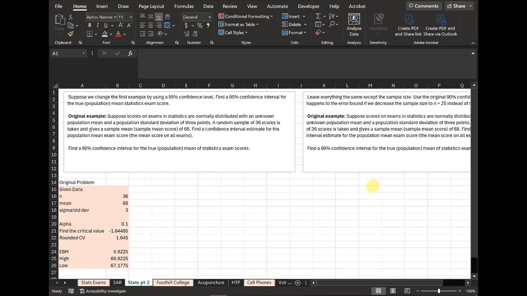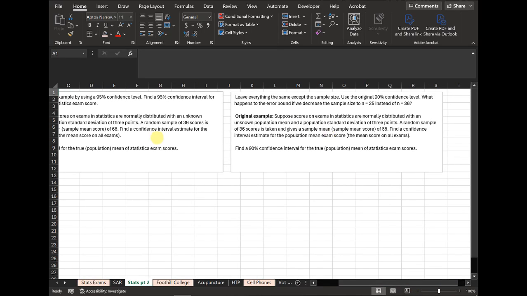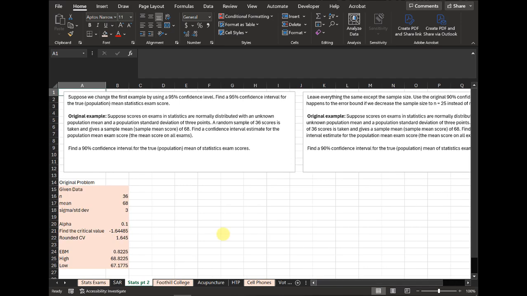Okay, so with these examples, what we're doing now is changing up some things about finding our confidence interval. Remember that the original example was from the first tab. We had our 36 exam scores with a mean score of 68, and a population standard deviation of 3 points. In the first tab, we had to find a 90% confidence interval. And now we have two different examples here, asking us to change up a few things.